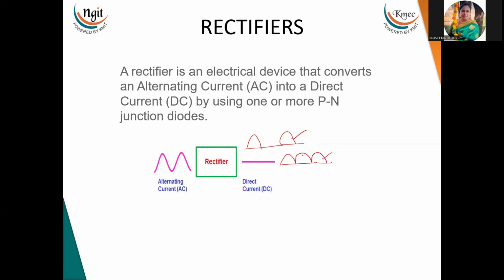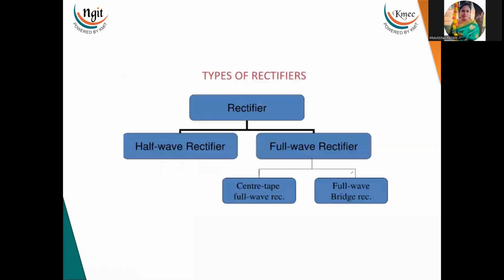To remove this AC component, we use filters. Thereby we get the constant DC. That we are going to study here. Different types of rectifiers are there. One is a half wave rectifier and another one is a full wave rectifier. For the given input, if for the positive half cycle we are getting the half cycle, and for the negative no signal is coming, then this is called the half wave rectifier. Full wave rectifier means for positive input we get the positive half cycle, and for negative also we get the positive half cycle. This is called the full wave rectifier.